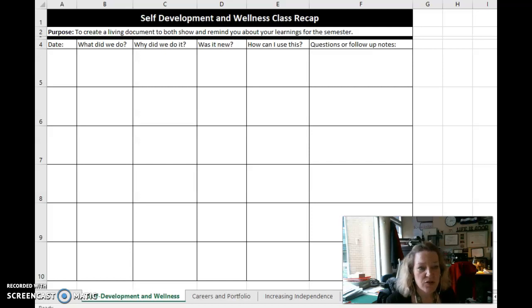So what I did was I just drafted up a simple little document here and broke up my 3 courses. What I hope to do is to have one for each of the courses that I teach. And this is what the document would kind of look like. I'd have the name of the class at the top, talk about the purpose, to create a living document to both show and remind you about your learnings for the semester.